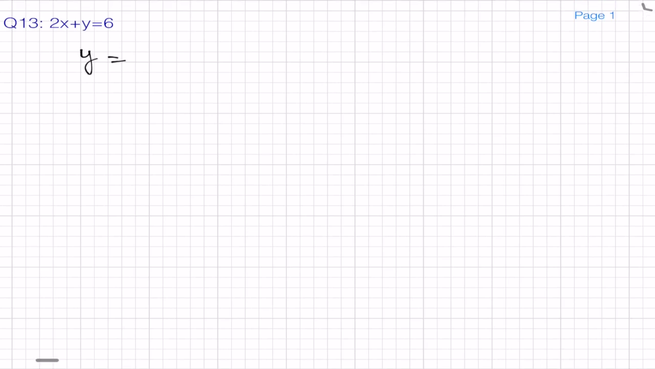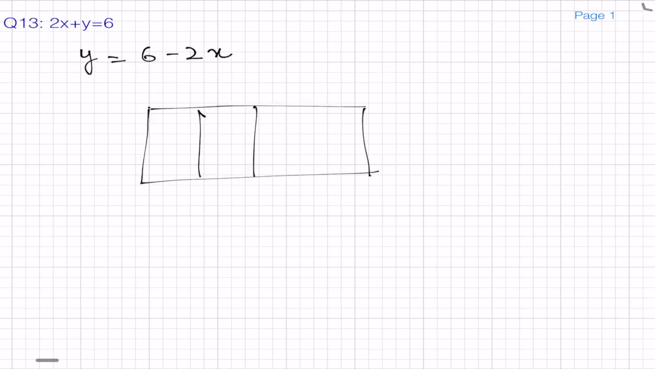So first step, we will make either x as a subject or y as a subject. So here I am making y as a subject, that is y is equal to 6 minus 2x. So we will make a table and we will pick any 3 values. Minimum, you have to take 3 values.